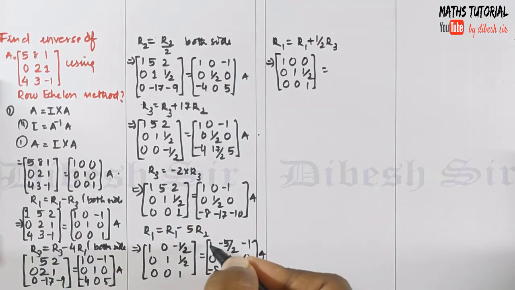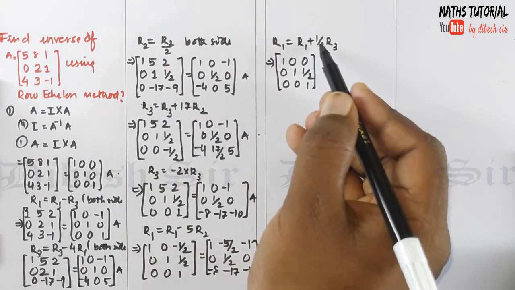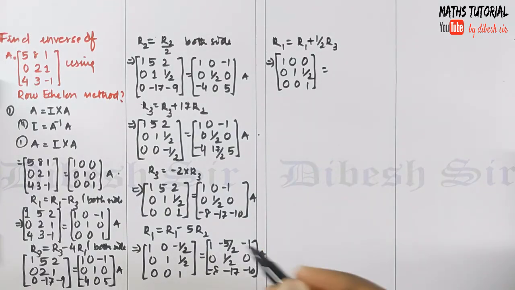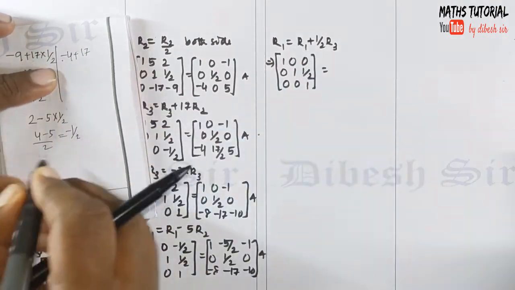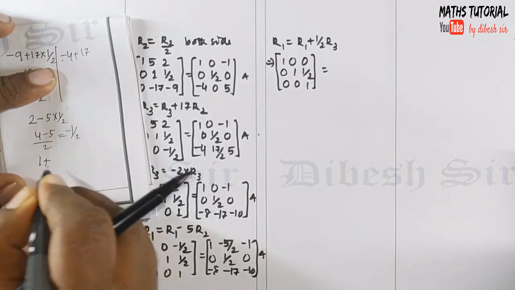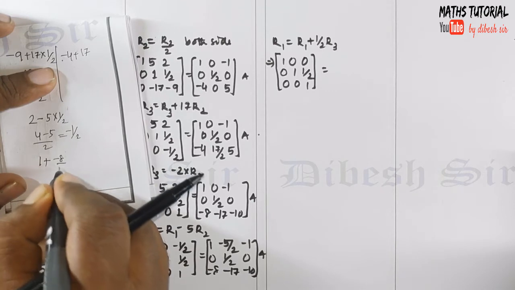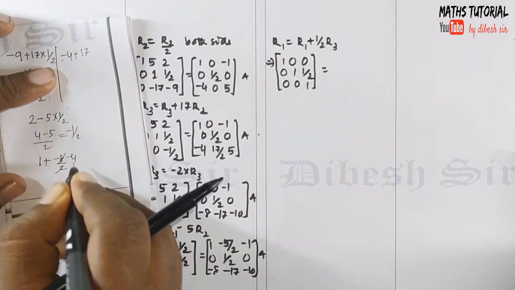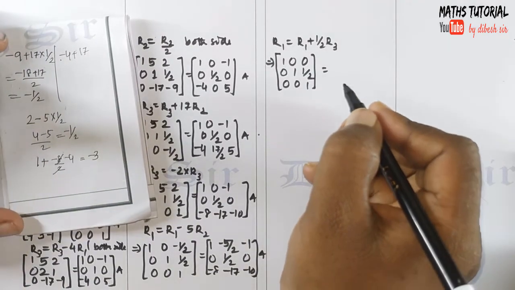Again, R1 plus half times R3, sorry, R1 plus half times R3. R1 means 1 plus half times R3, that is minus 8 by 2. So you'll get minus 4, 1 minus 4, that is minus 3. So your answer is minus 3.